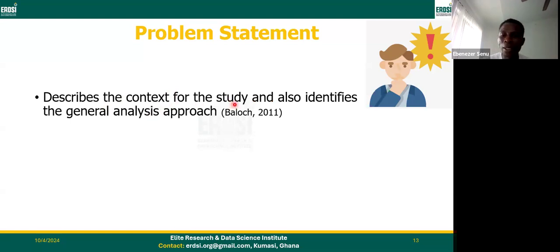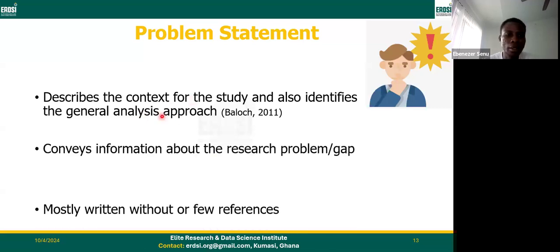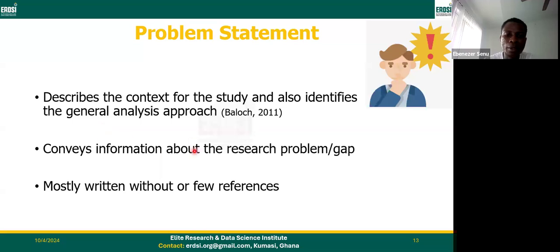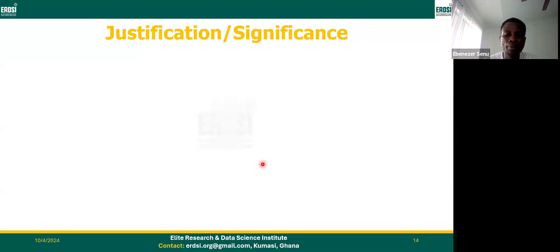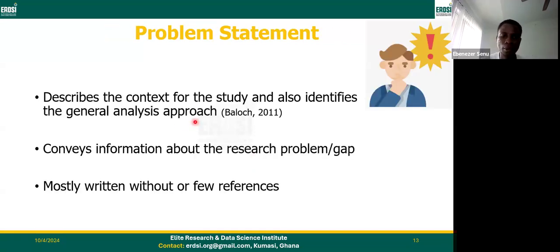You describe the context of the study and also identify the general analysis approach. What is the context? We want to convey what the research problem is. That's just the problem statement. What problem have you identified in your literature search? Maybe the study has not been done in Ghana. The study has used a different approach. There's no study that has been done here. Just state within a few sentences what the problem is.